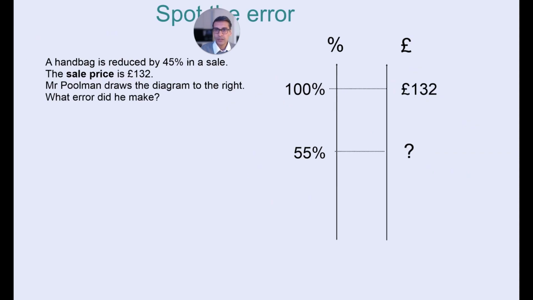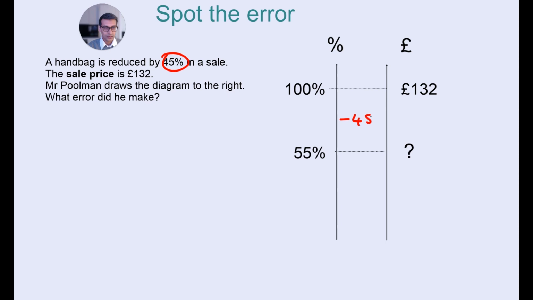Okay, so spot the mistake with this. So here's a diagram that's been filled out. Do you spot what's happened? Pause the video if you need more time. Okay, let me go through this now. So a 45% decrease means that we are left with 55%, so that's correct. The sale price is 132, so actually this should be 132, not that. So we need to move that down there. The original price we can work out.